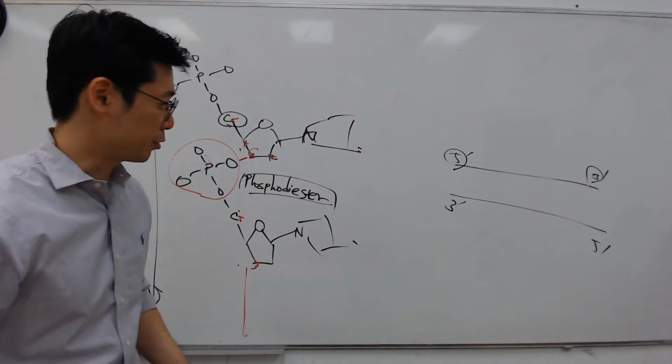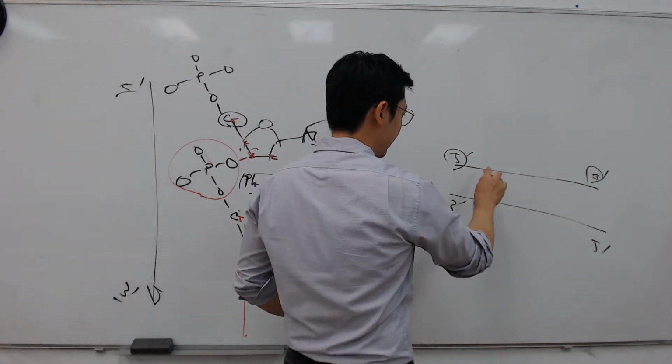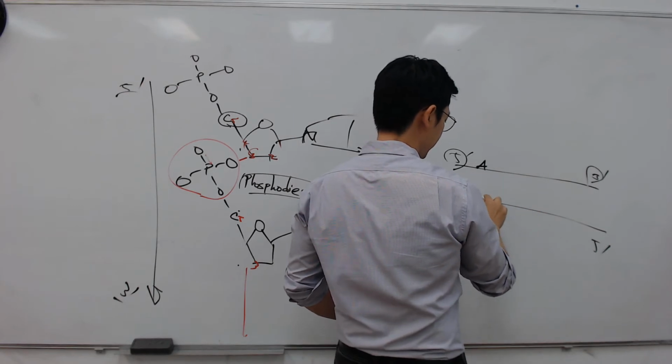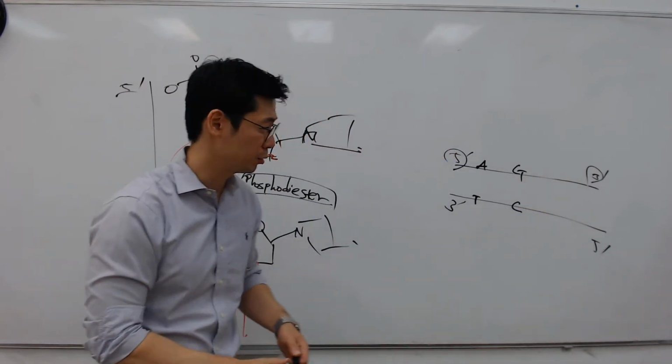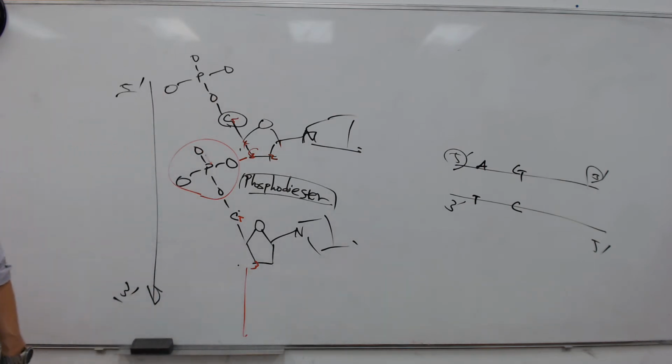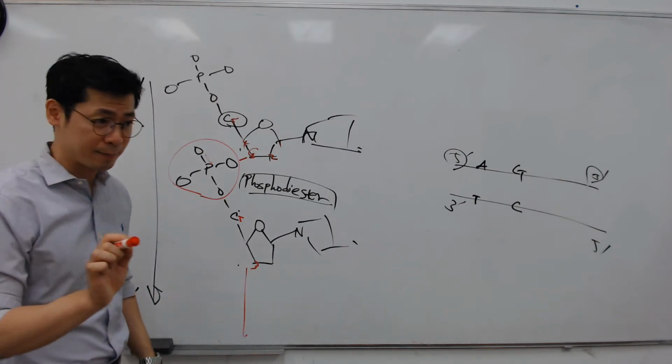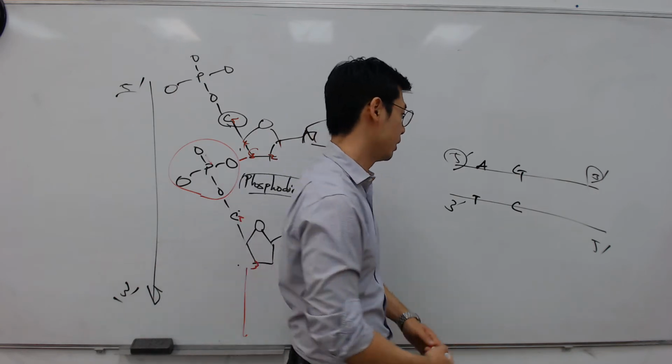And I'm sure you guys all know this, right? The base pairing: A pairs with what, guys? T, right? And G pairs with C. You guys know this, right? And one thing that you have to know, even for the homework, is this.